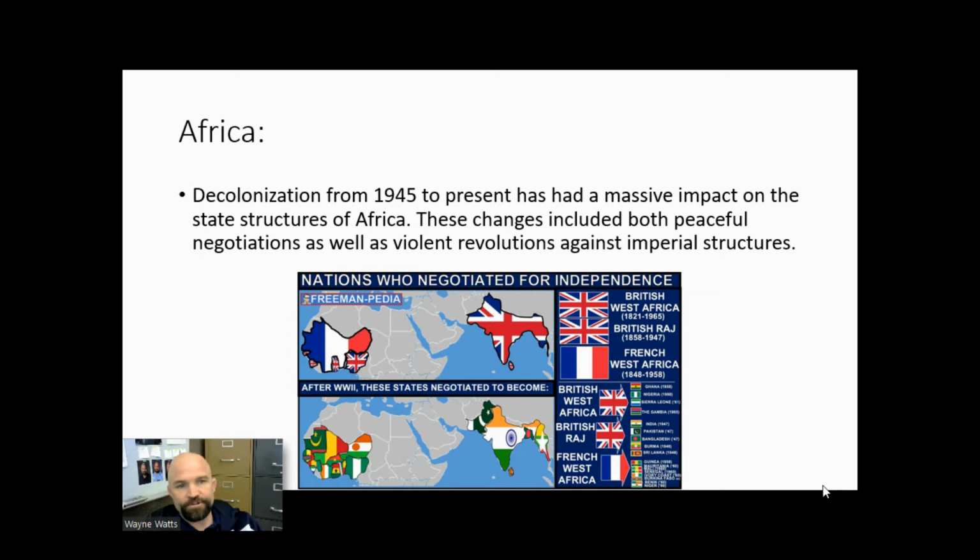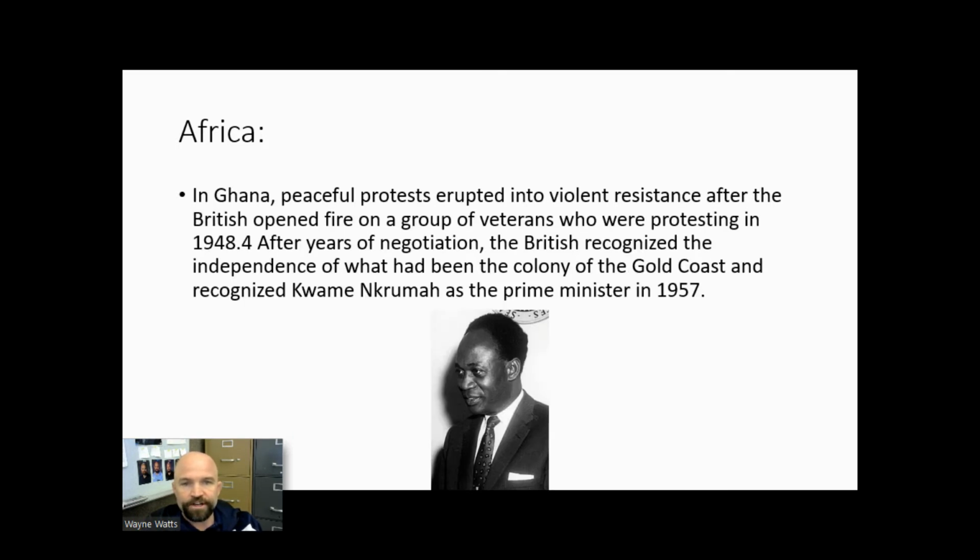Decolonization from 1945 to the present has had a massive impact on the state structures of Africa. These changes included both peaceful negotiations as well as violent revolutions against imperial structures. In Ghana, peaceful protests erupted into violent resistance after the British opened fire on a group of veterans from World War II who were protesting in 1948.